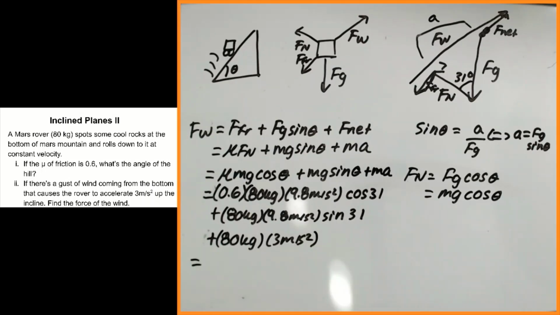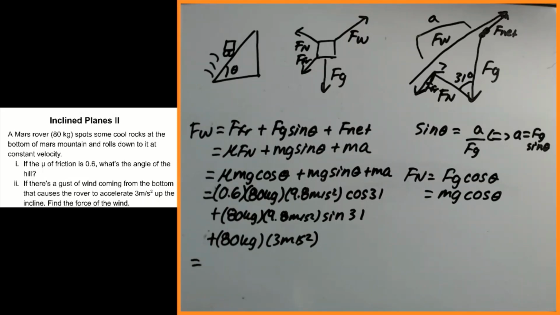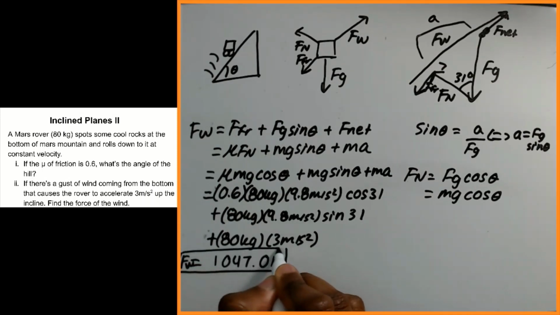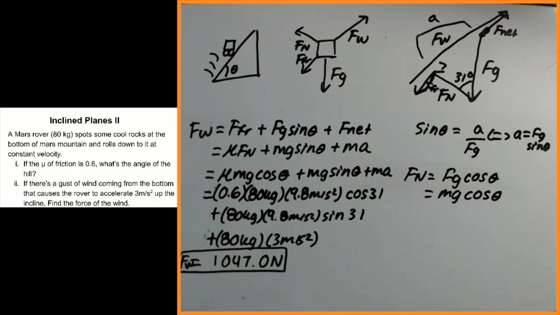All right, so let's plug that into the calculator and see what we get. Okay, so altogether I get 1,047.0 right on the dot. All right, so that is the force of the wind, and that's in newtons, of course. All right, so that's how you do this question.